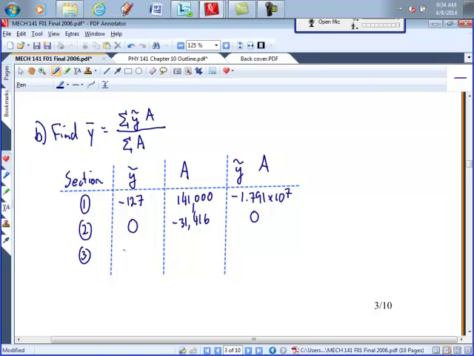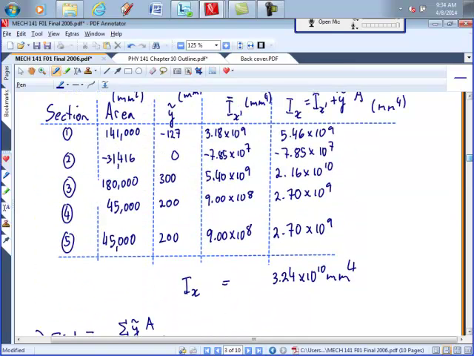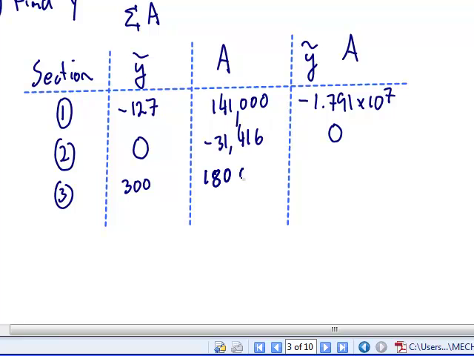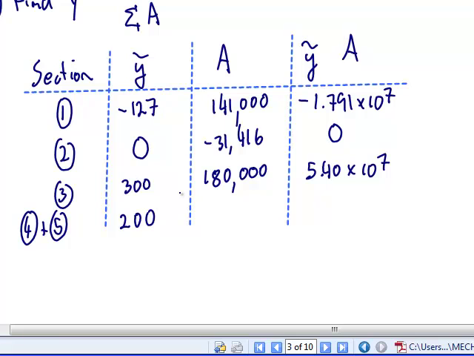3 is the rectangle, y tilde plus 300, and its area was 180,000. Multiply those together: 5.40. Okay, and I'm going to do 4 and 5 together, since they have the same y tilde, which was 200. They had a combined area of 90,000, which should be 1.80 times 10 to the 7.